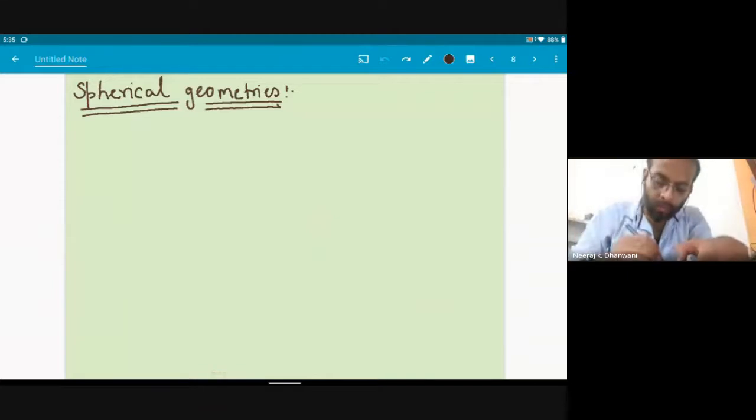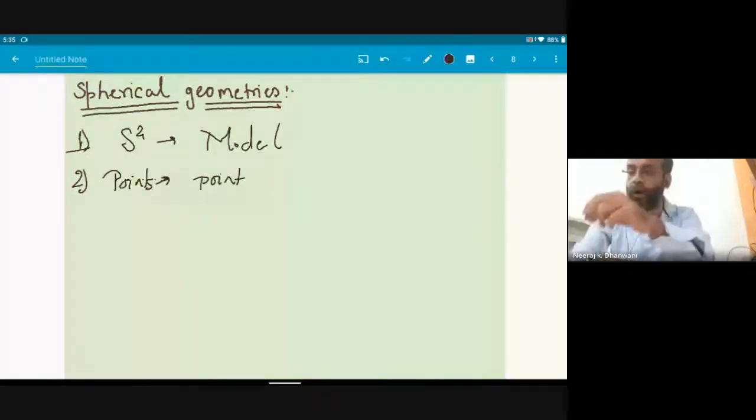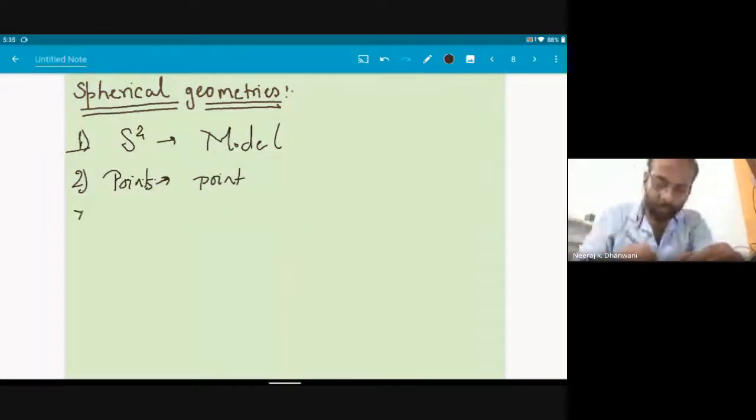So for this, what are we taking? We are taking S2 as our model. What other thing we need is points. So what are the points? They are just every point on your sphere. Third is lines. So this is my definition.